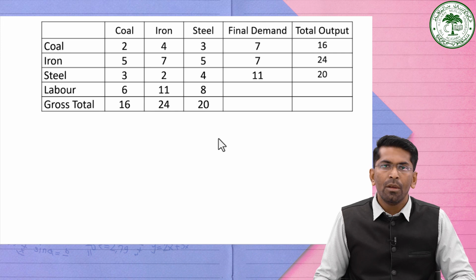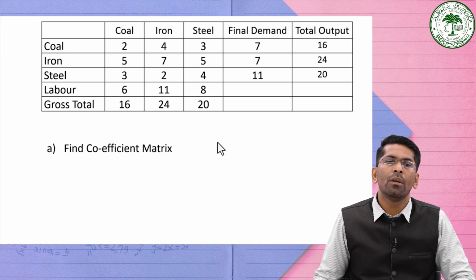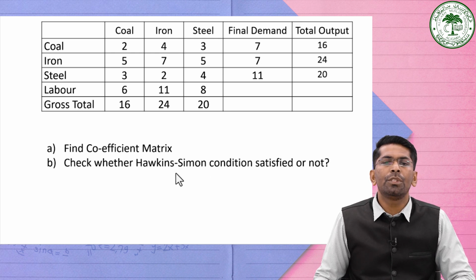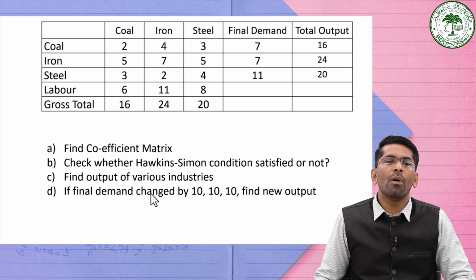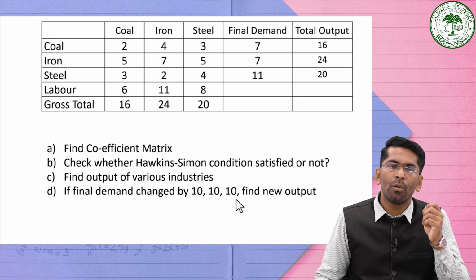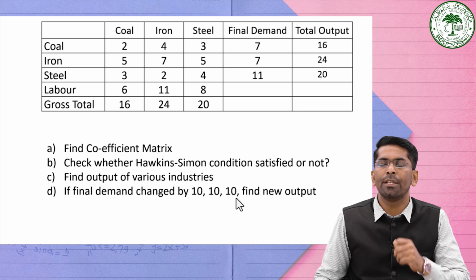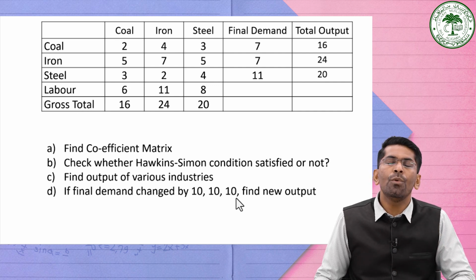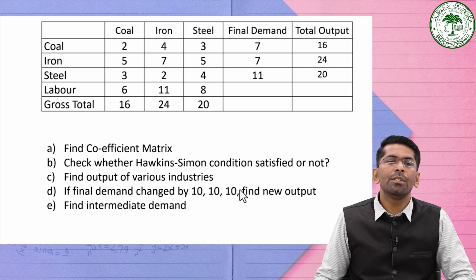And what we want to do, from the given input-output table, is find the coefficient matrix. Then we want to check whether the Hawkins-Simon conditions are satisfied or not. Then find the output of the various industries. Then we will see what happens if the final demand is changed by 10, 10, 10 respectively for the coal industry, iron industry and steel industry, so that we find the new output. Then we also want to find the intermediate demand.